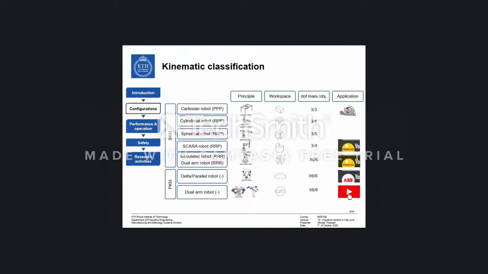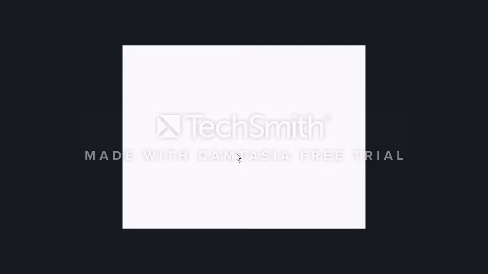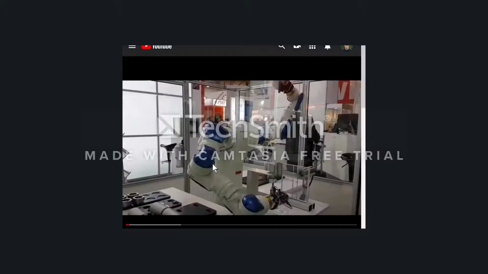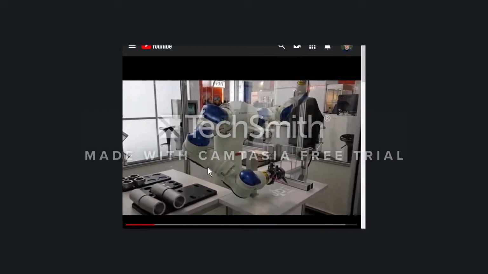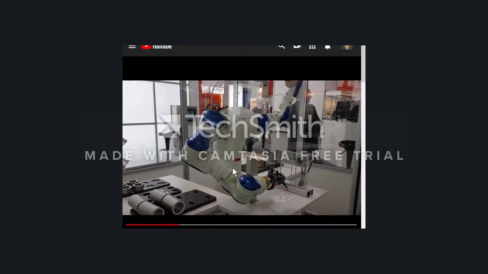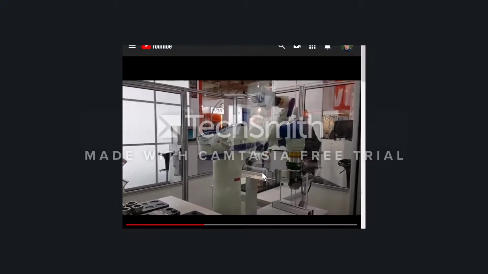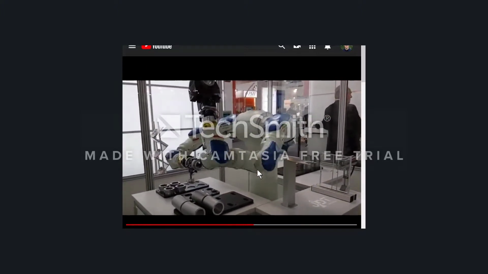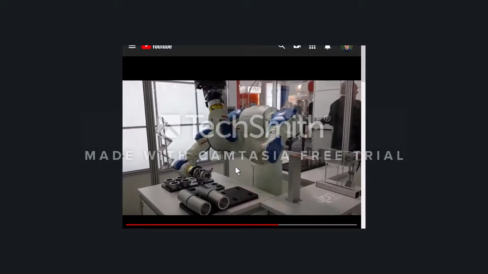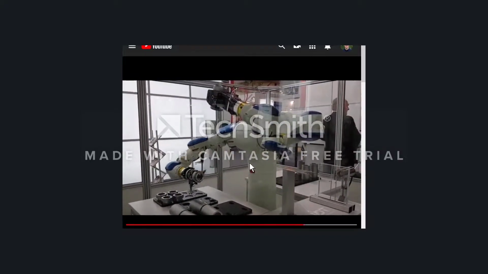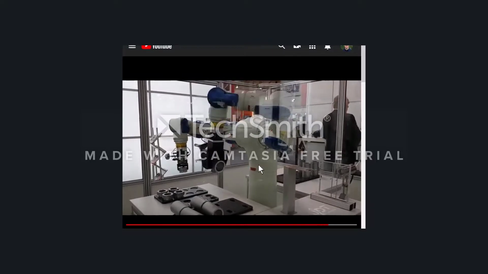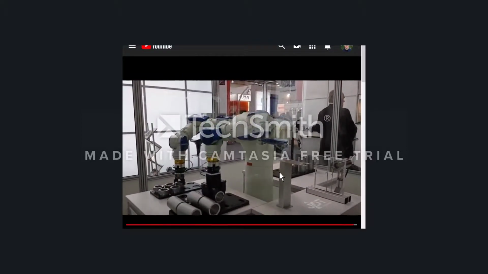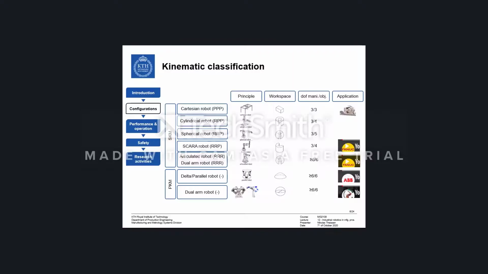Let's have a look at the application video. So this example shows the Yaskawa SFD series in an assembly task. And it would usually be an assembly task which is a collaborative task between a robot and a human, because the installation of this robot in a pure assembly task, which does not require a human, would be a waste of money given the price. Okay, let's continue.